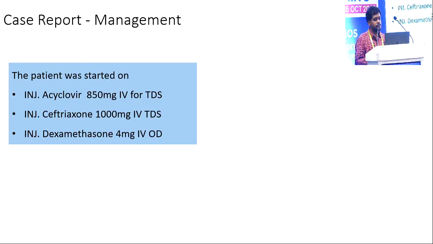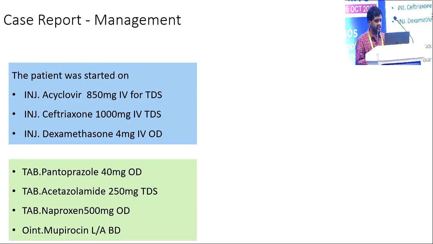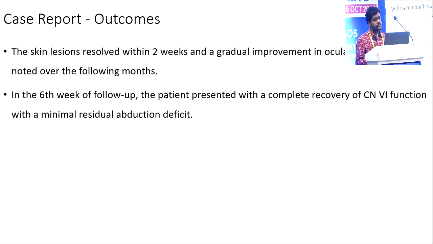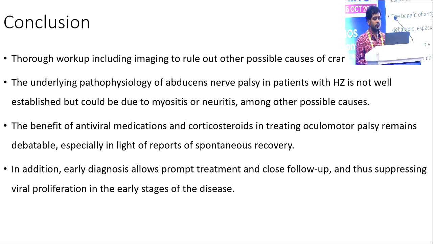On management, we started injection acyclovir 850 mg IV TDS, and ceftriaxone 1000 mg IV TDS was given, and injection dexamethasone 4 mg IV OD was given, along with supportive treatment of pantoprazole, acetazolamide, and naproxen. The skin lesions resolved within 2 weeks, and gradual improvement in ocular motility was noted over the following months. At the 6th week of follow-up, the patient presented with complete recovery of cranial nerve 6 function with a minimal residual abduction deficit.